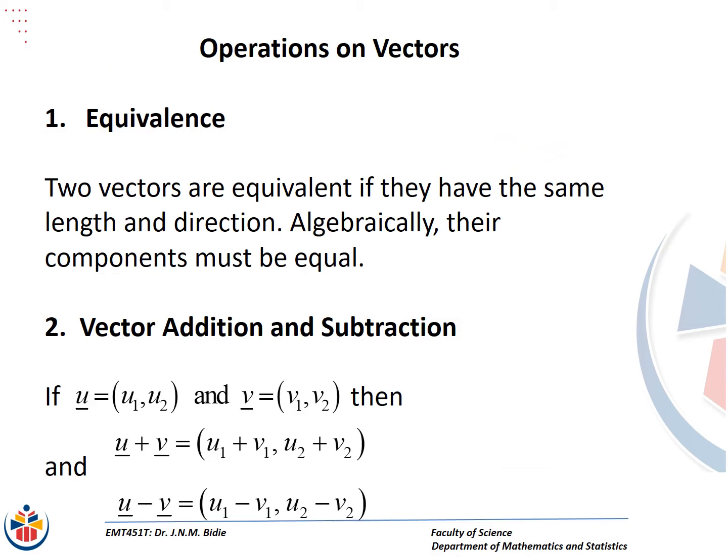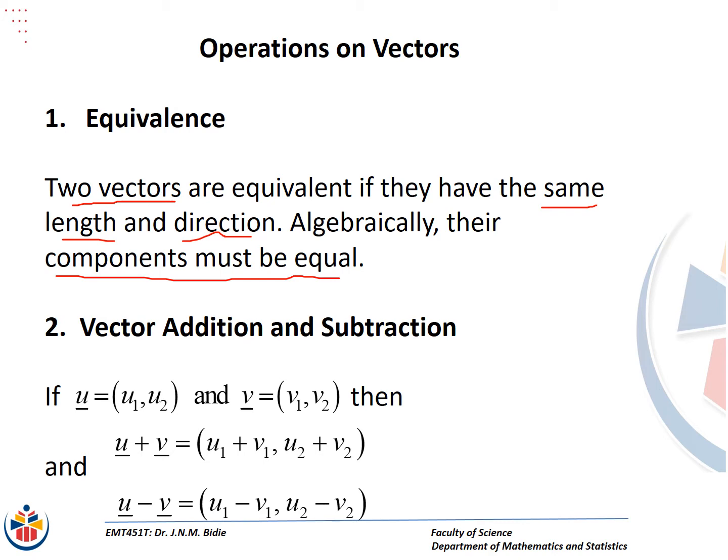Straight to operations on vectors. We start with equivalence. Equivalence also means equality. Two vectors are said to be equal or equivalent if they have the same length and direction. They must have the same length and direction. And algebraically, we simply say the corresponding components between the two vectors must be equal. So if two vectors are equal, their corresponding components must be equal. But when you draw them, they must have the same length and direction.